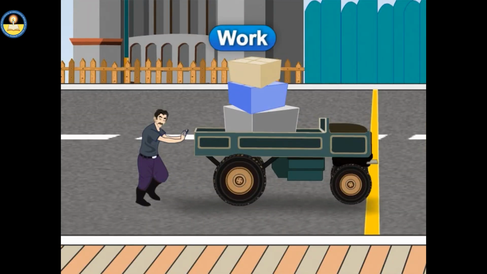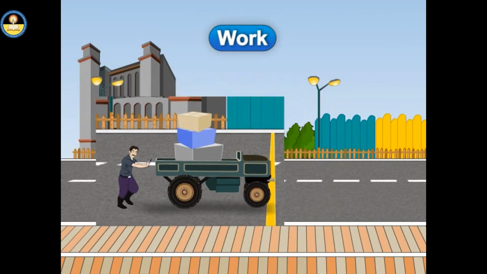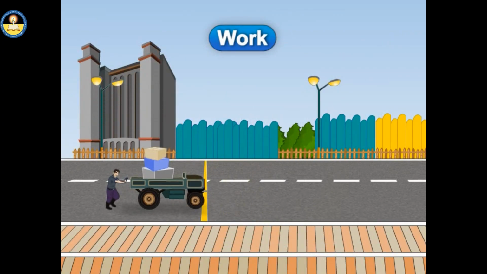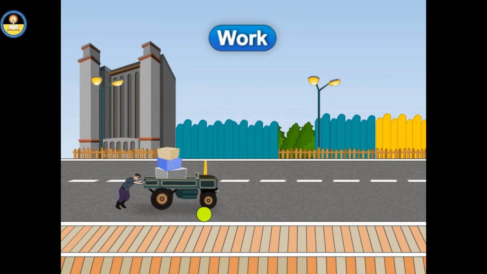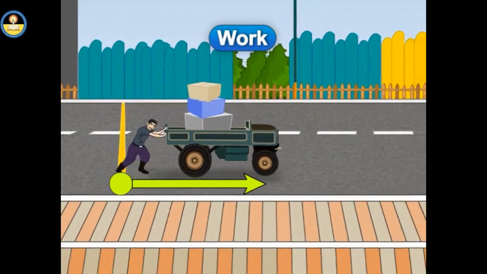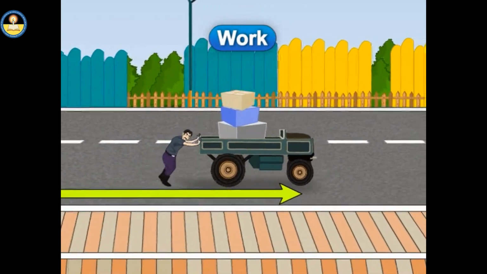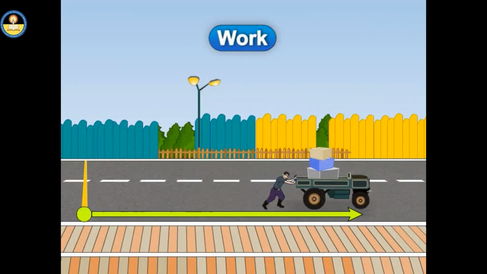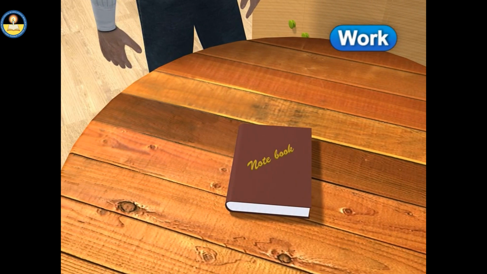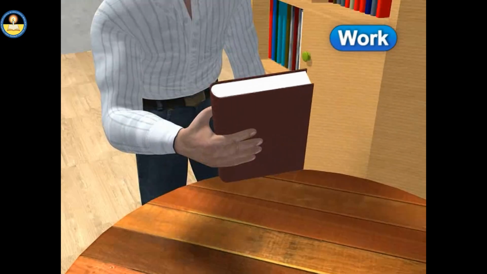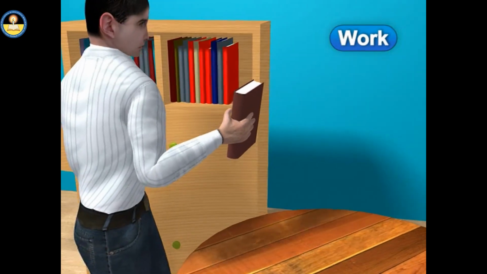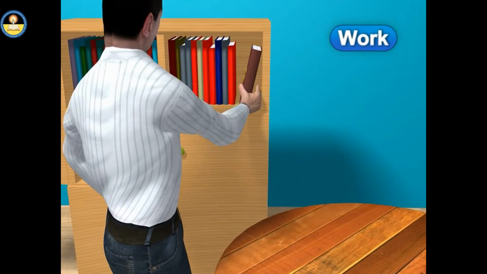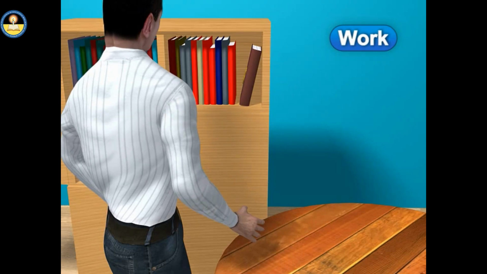Work is done upon an object whenever a force acts upon it and it leads to a displacement of the object. In all instances in which work is done, there is an object that supplies the force in order to do the work. For example, when a book is lifted to the top shelf, we supply the force to do the work on the book.